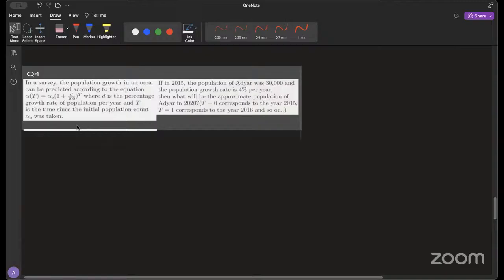Ma'am, alpha is population. But wait, this isn't the definition of alpha t, it's the definition of D. The percentage thing, the growth rate that you were talking about, is D. They've defined D to be that. They've not defined alpha t to be that. I don't think there's a problem with the question.